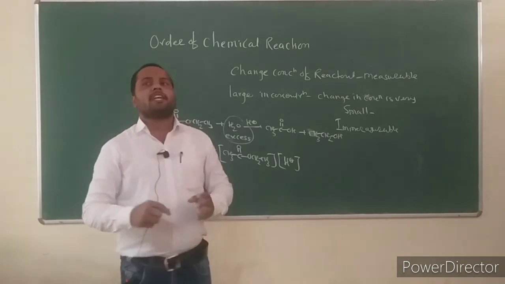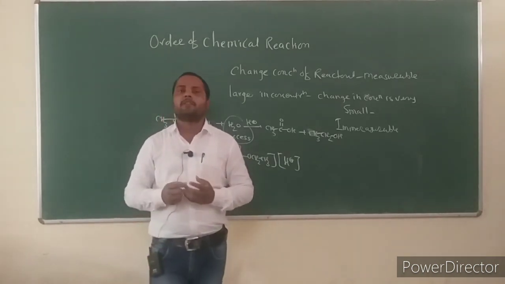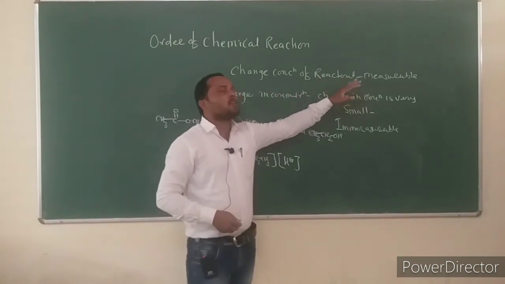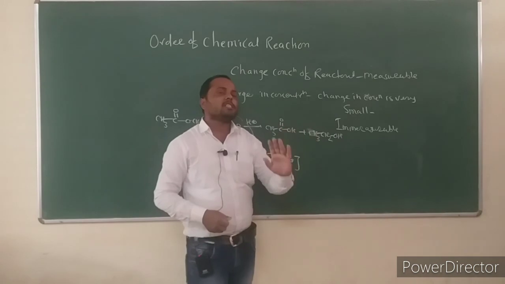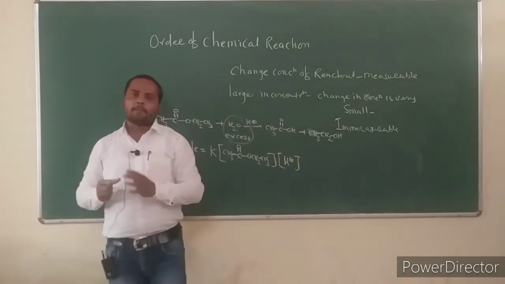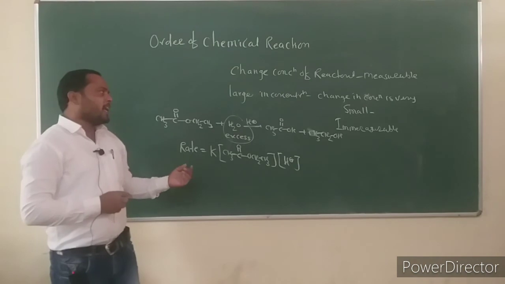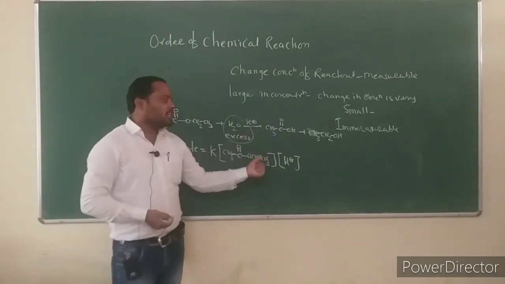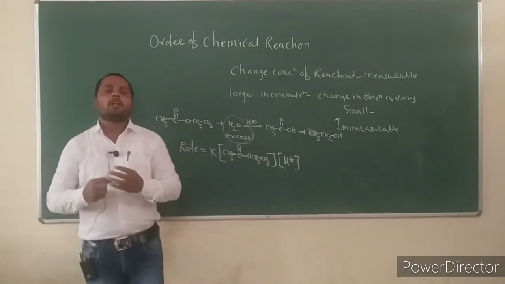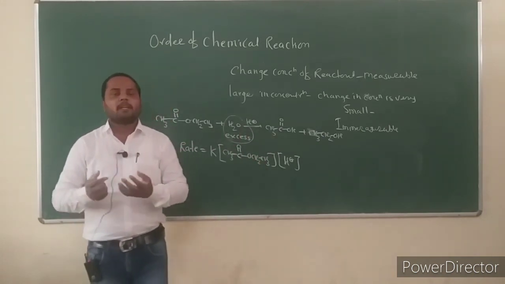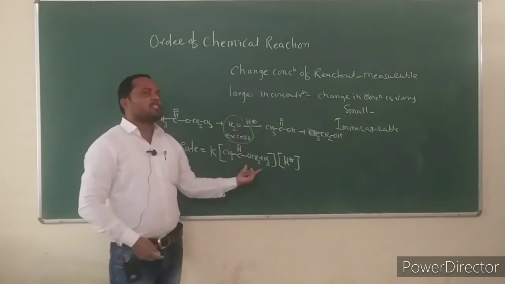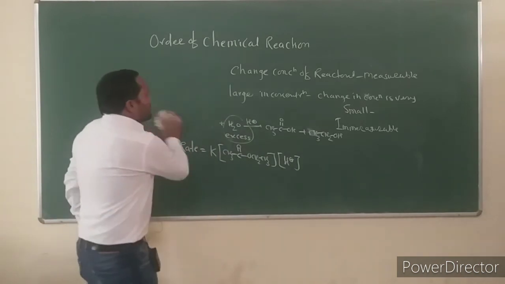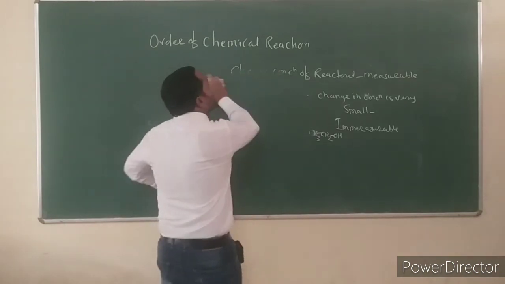Which reactant concentration generally appears in the rate equation? Only the reactant whose concentration changes, and this change in concentration is measurable. We can easily measure such a reactant concentration, and it appears in the rate equation. If one of the reactants in a given chemical reaction is in large concentration, its change in concentration is very small. We cannot measure it, it is immeasurable, and therefore such a reactant concentration generally does not appear in the rate equation. In another case, some of the reactions are catalyzed by a catalyst.